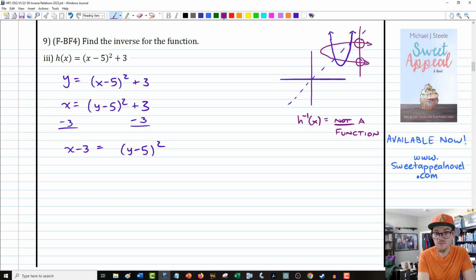And it's not the move itself that's a challenge. It's sort of what happens afterwards. We have a squared. We want to get rid of it. So I'm going to square root both sides.